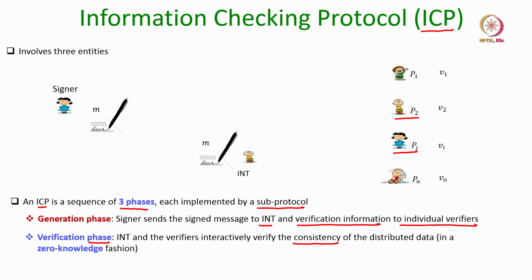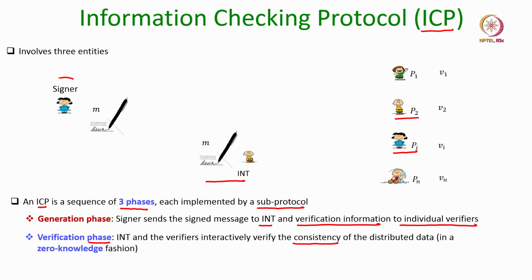The way this ICP will be used is that later whenever int would like to show the signed message, it will reveal the signed message publicly, and then the verifiers will verify individually the signed message with respect to their verification information. And then based on certain conditions, the signed message will be either accepted or rejected.